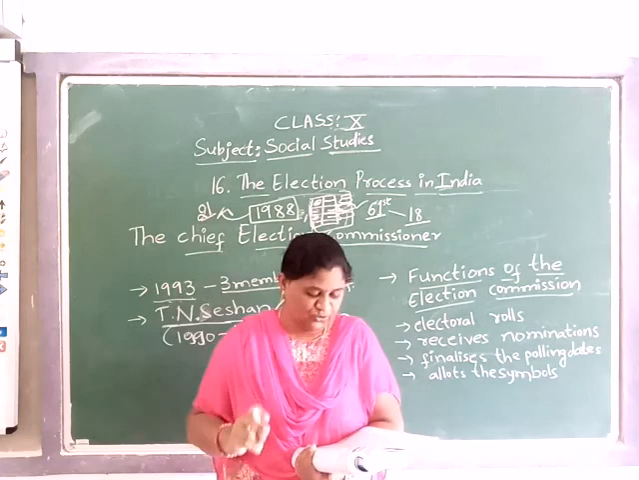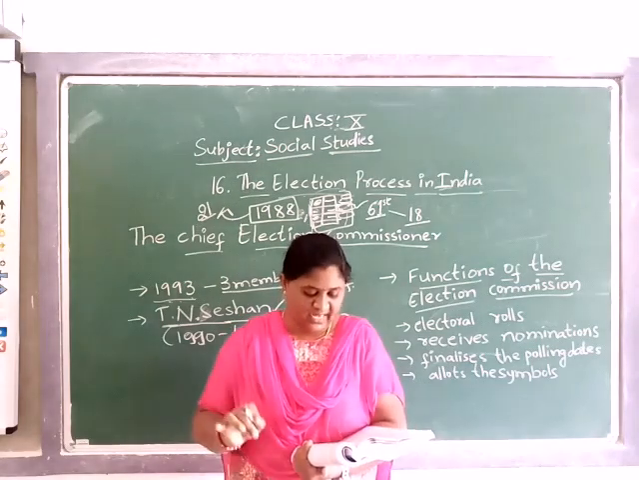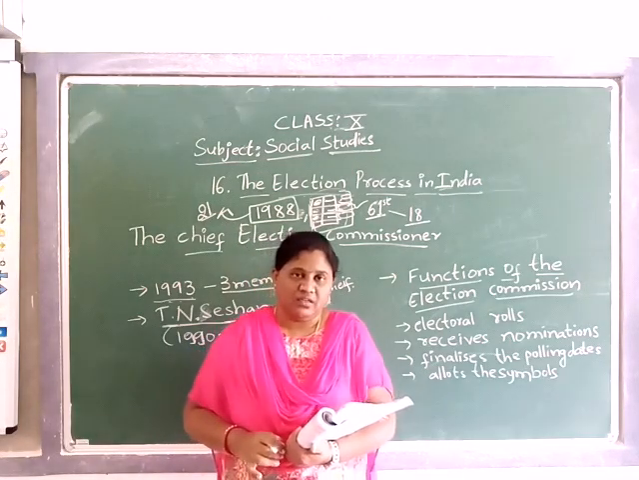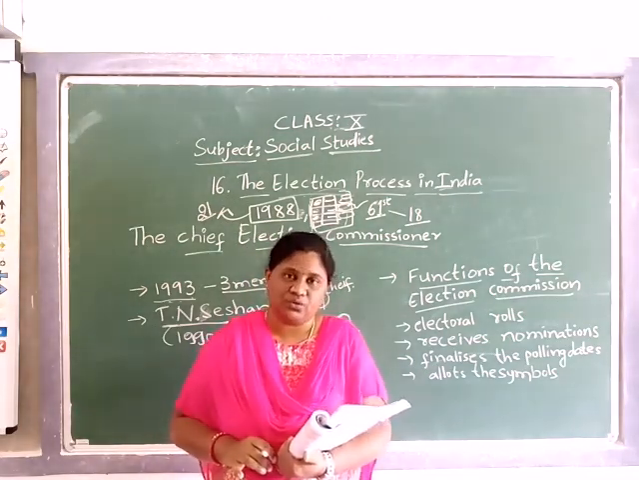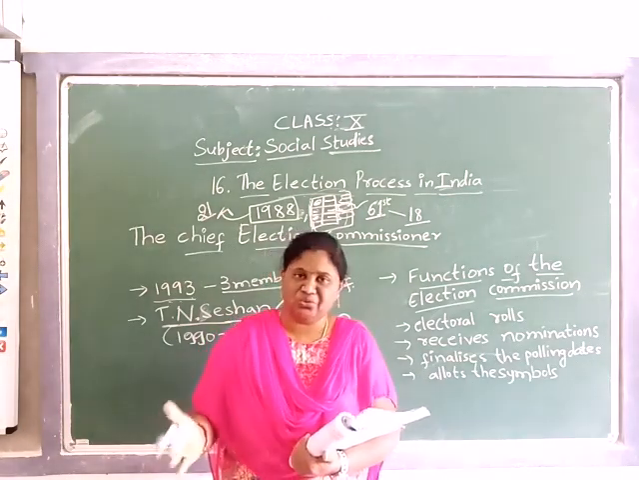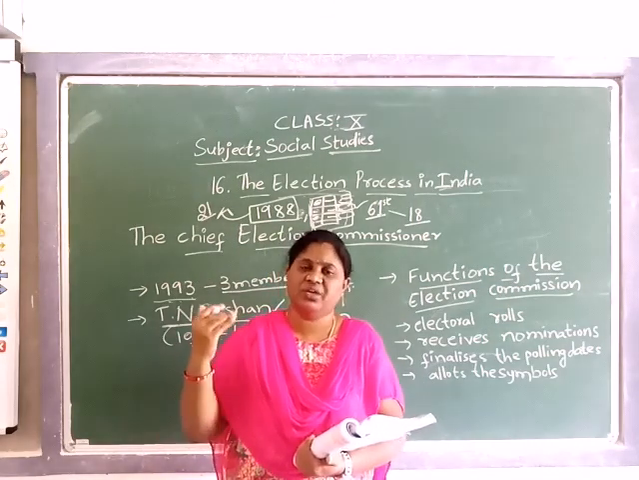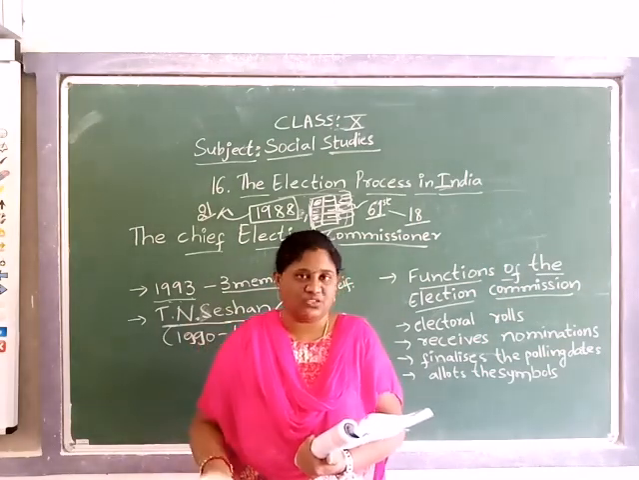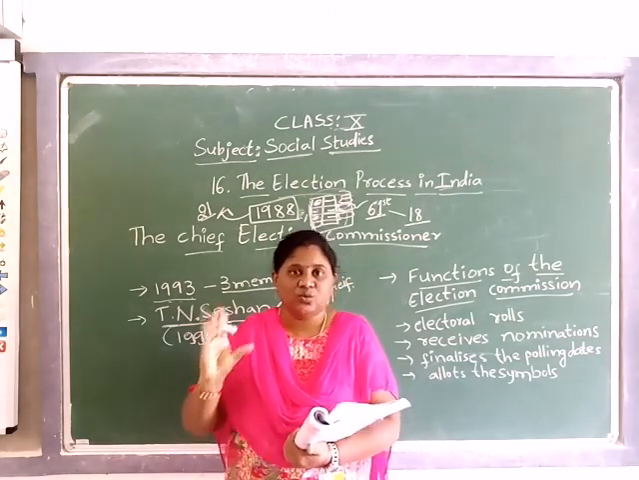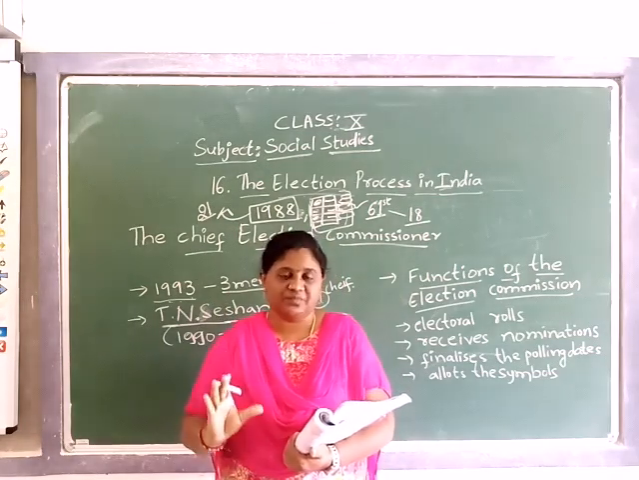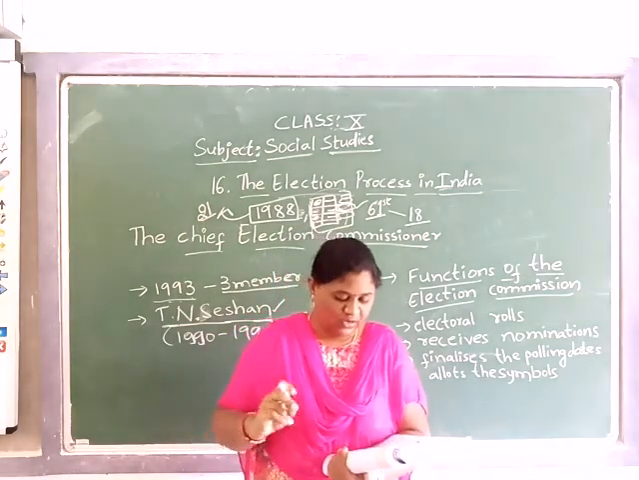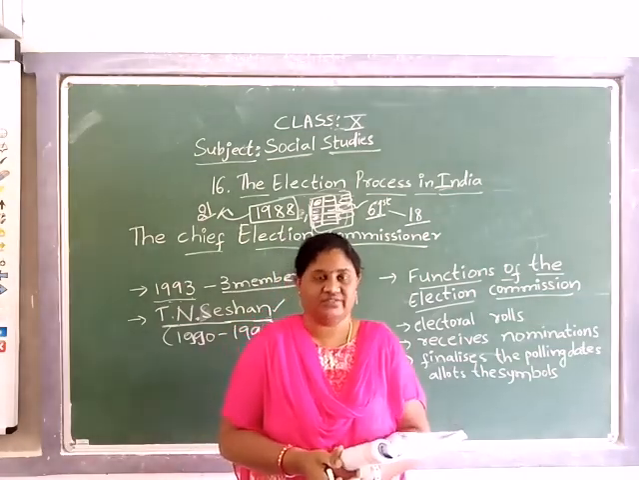The right to vote without any discrimination is called universal adult franchise. Everybody has the right to vote whoever crossed 18 years, either poor or rich, Hindu or Muslim, Christians, whatever the religion, whatever the caste, whatever the language they are speaking. There is no differentiation. Whoever crossed 18 years of age has the right to vote. That is called universal adult franchise.